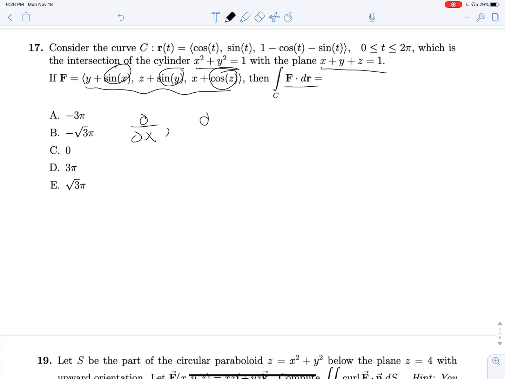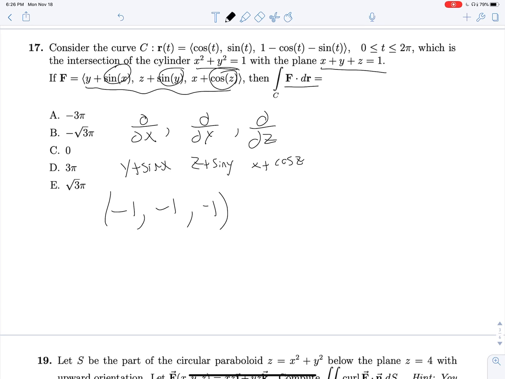Partial x, partial y, partial z, y plus sine x, z plus sine y, and x plus cosine z. And when we do this cross product, we will get -1, -1, and -1. So there's our curl of f, and anytime you're seeing constants like this, you know it's a generally good clue that you're going down the right path.